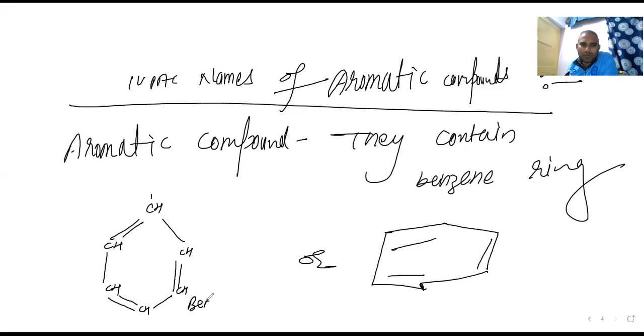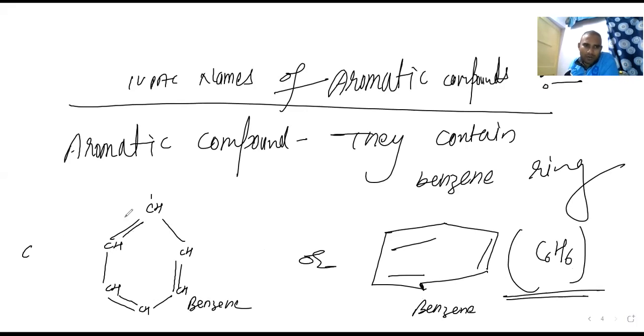So this compound is known as benzene. Either you can write this way or that way. Both are benzene, and the formula, if you are writing, is C6H6. You can count: 6 carbons are there, 1, 2, 3, 4, 5, and 6, C6. Hydrogen, if you want to count, how many are there? 1, 2, 3, 4, 5, 6. Hydrogen is 6. So this is our C6H6.